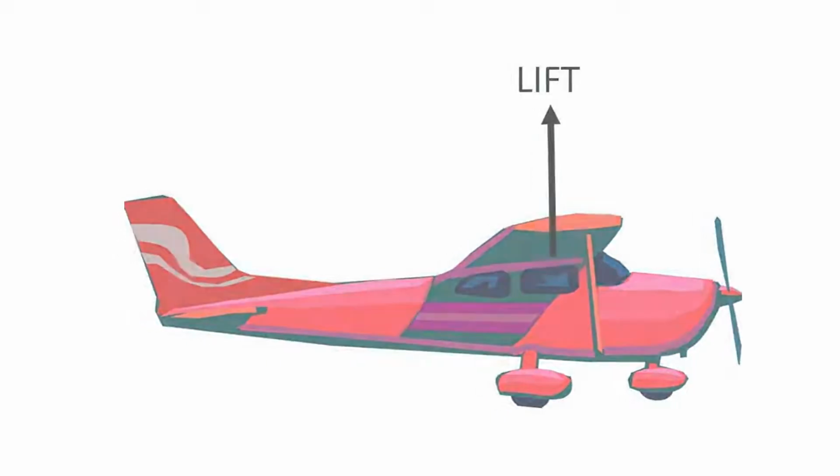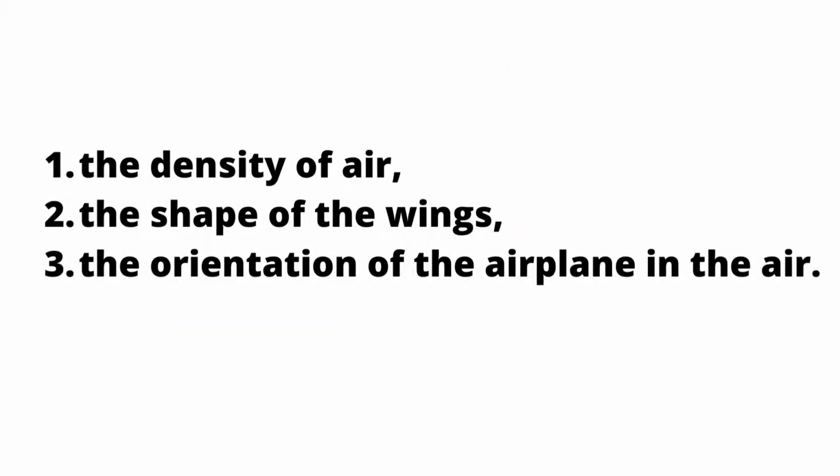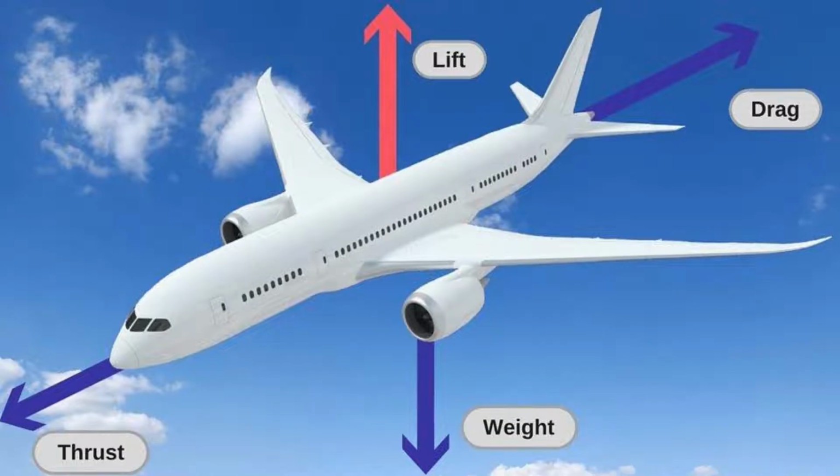It depends upon three factors. Number 1, density of air. Number 2, the shape of the wings. Number 3, the orientation of the airplane in the air. The combination of these four forces determine the speed and the direction of the airplane.